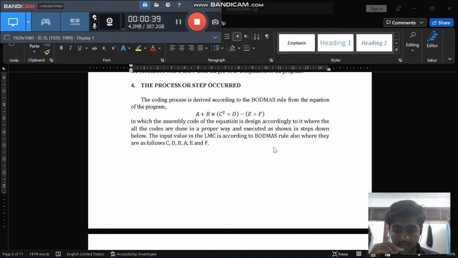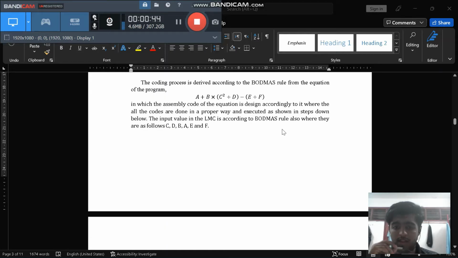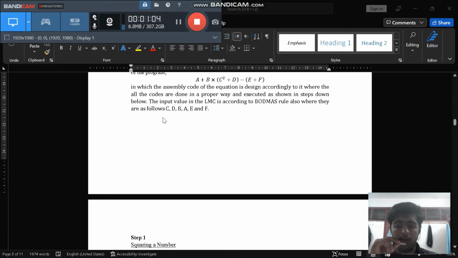So here is the assembly code where the codes are done in proper way and executed. Because of the BODMAS rule, we execute c square divided by d first, then times b, and plus a, and later on we divide e by f, and later we subtract the value of it. So as follows: c, d, b, a, e and f.